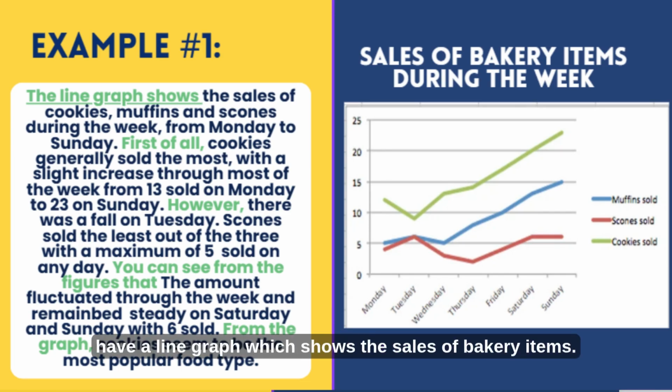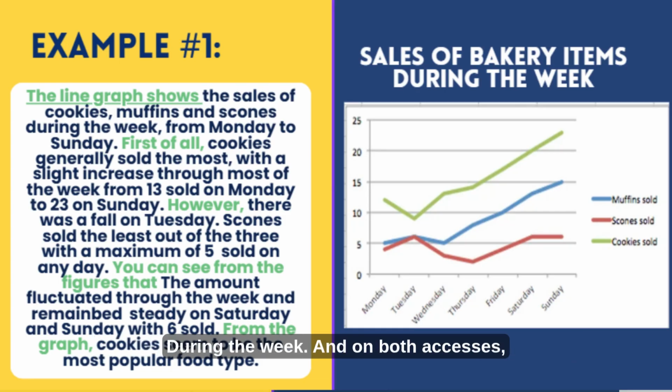Here we have a line graph which shows the sales of bakery items during the week. And on the side axis, we have the sales of cookies. And on the bottom axis, we have the days of the week. Remember the template I gave you just in the slide before, and look how it is applied here.